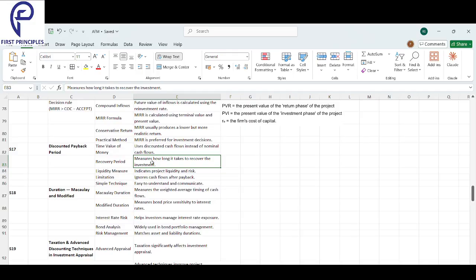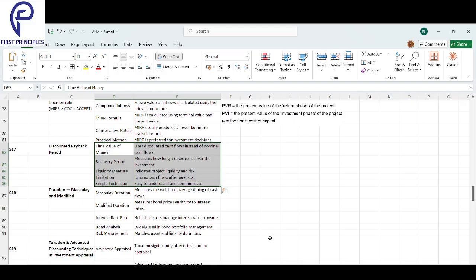And for the recovery period, it measures how long it takes for your business to recover the money. It's a great measure of liquidity, and it ignores the cash flow after the payback. That's a big limitation of this. And it's easy to understand and communicate, right? So a very generic discussion over here. They have not put much emphasis on this. All this is done in FM, but they have just given a reference of this, not even put a TYU on this, to be honest. So it is very highly unlikely to get it directly as a standalone on AFM.